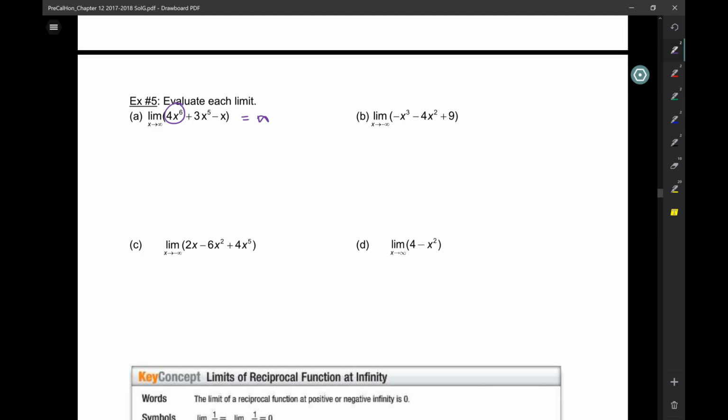All right, so quickly do B, C, and D. I'll give you a minute. Okay, so what about B? Positive infinity. What about C? And D? Negative infinity. Okay?